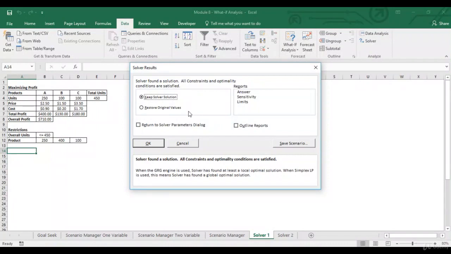So we've got a prompt that Solver has found a solution. One thing to note over here is that there might be times when Solver may not be able to find a solution. Then you'll just have to change around some constraints or probably your objective to get to a desirable result. Let's click on OK.